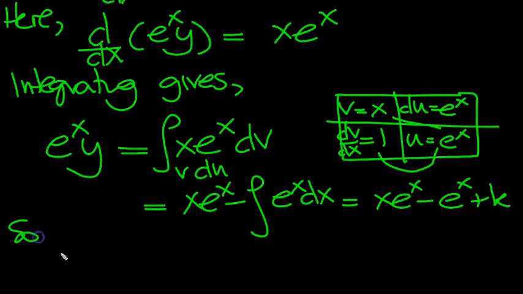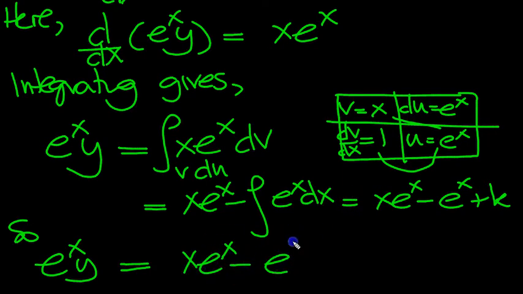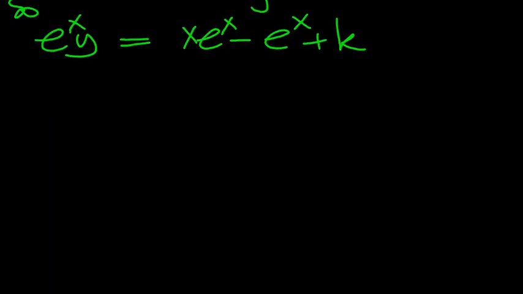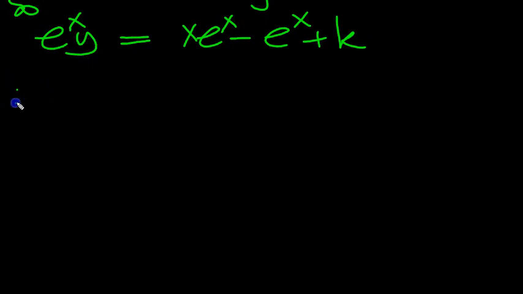So let's write down the answer then. e to the x times y is equal to x e to the x minus e to the x plus k. And now we can divide all the way through by e to the x, can't we, to get y on its own. So let's divide by e to the x all the way through.